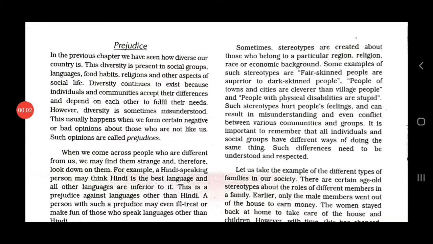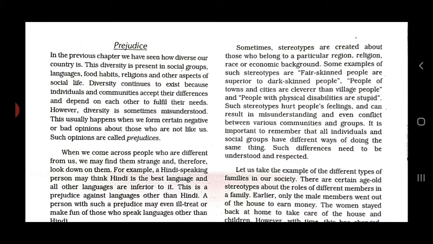Now, first of all, children, we need to know about this term prejudice. If you remember, in the previous chapter we studied about diversity. Diversity in our country is present in social groups, languages, food habits, customs, religions, beliefs, and many other aspects. And it will continue to exist, and that is what makes our country a unique one. So we as individuals and as communities, we accept each other's differences, and we are dependent on each other to fulfill our needs. That is why we are known as social beings, because we are dependent on each other to fulfill our needs.